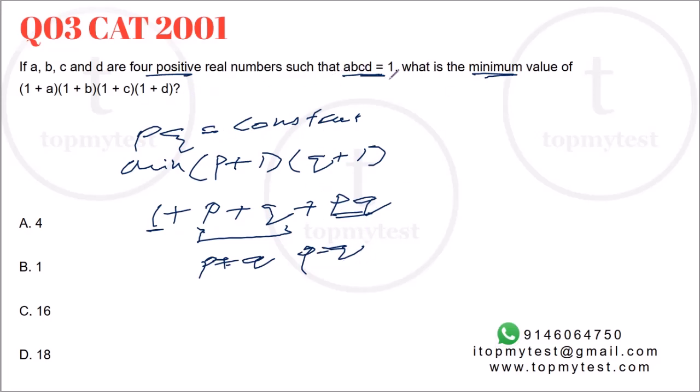So if I extend it to 4 terms, it will be the minimum when all of them are equal to 1. The 4th root of 1 is equal to 1, so the only way out is if all of them are equal to 1. Now they are also positive, so I cannot take a equal to minus 1 or something like that, because you don't need a negative number. So the minimum value will be when each of them is equal to 1. So 2 into 2 into 2 into 2, 2 to the power 4. 2 to the power 4 is 16. Option C, pretty straightforward to work with.